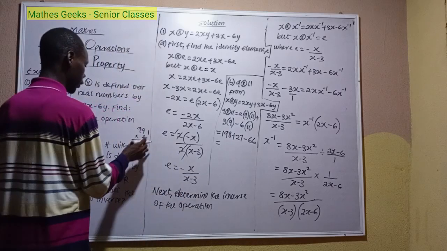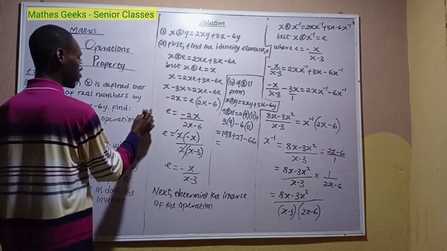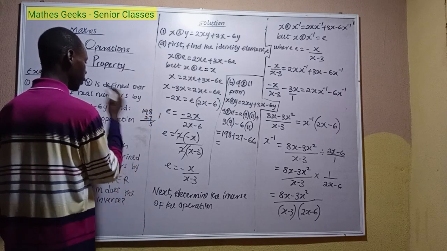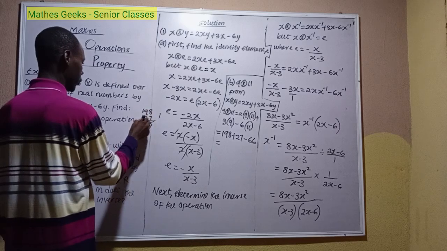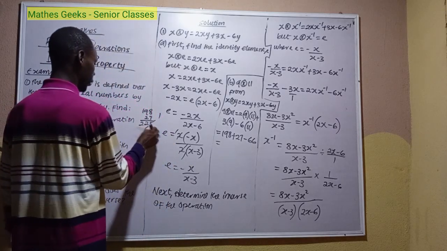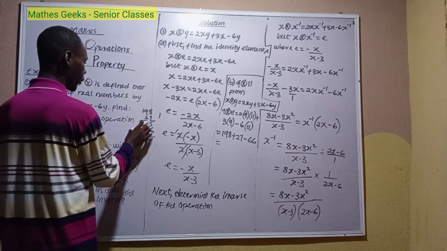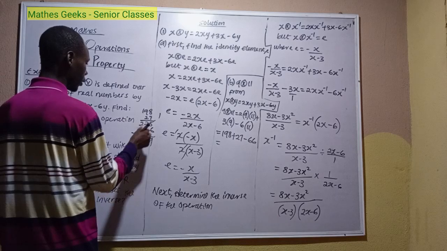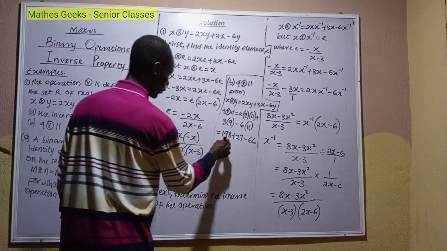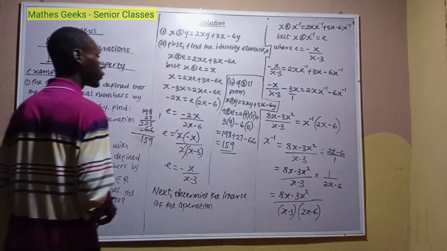So 198 plus 27 is 225, minus 66. 225 minus 66 gives 159. 159 is the final answer.